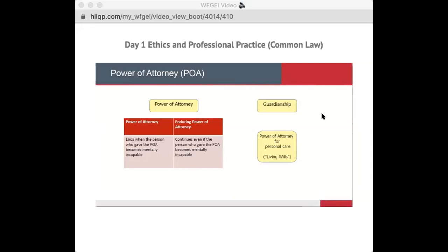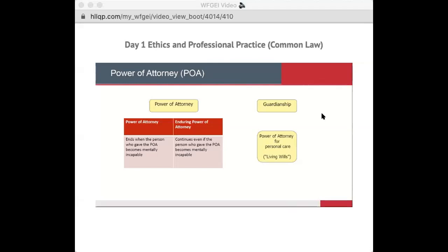Generally speaking, for our business, we go to the next step. We go to what's called an enduring power of attorney. This is the one that always shows up on the exam. So basically, the difference is that an enduring power of attorney continues even if the person who gave the power of attorney becomes mentally incapable. So in a limited power of attorney, it automatically ends once the person becomes mentally incapable. In an enduring power of attorney, it goes past that. So the moment the person becomes mentally incapable, you step in, and now you have the right to act on their behalf.